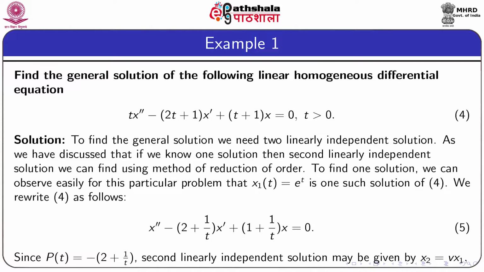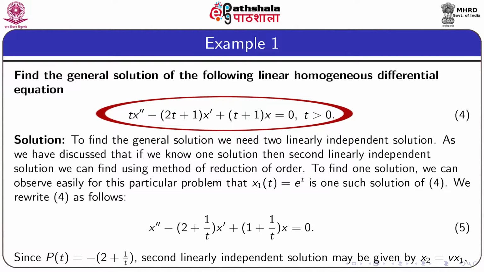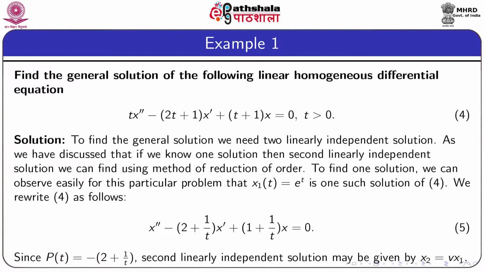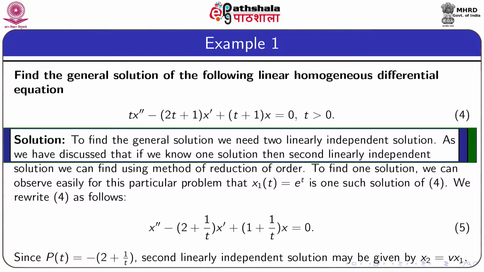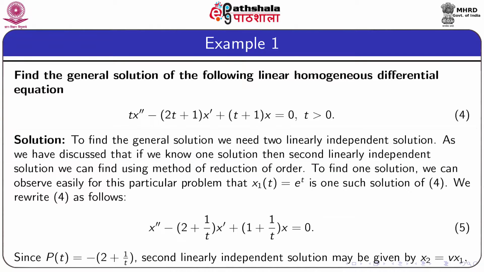Let us look into this example, where we have to find the general solution of the following linear homogeneous differential equation: t x'' - (2t + 1) x' + (t + 1) x = 0, where t is positive. To find the general solution, we will need two linearly independent solutions. As we have discussed, if we know one solution, then the second linearly independent solution we can find using the method of reduction of order. To find one solution, we can easily observe that in this particular problem, x1 = e^t is one such solution of (4).